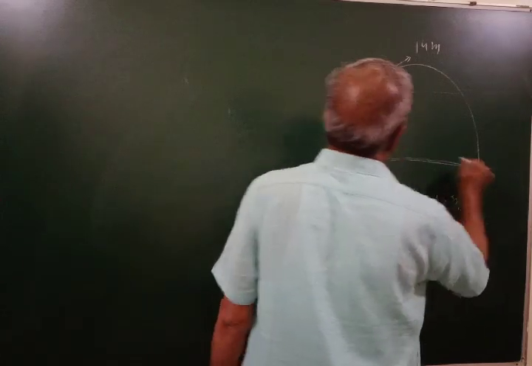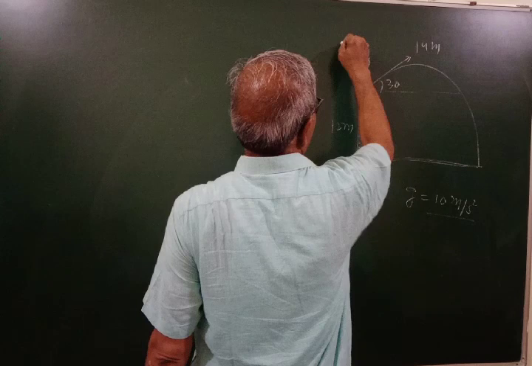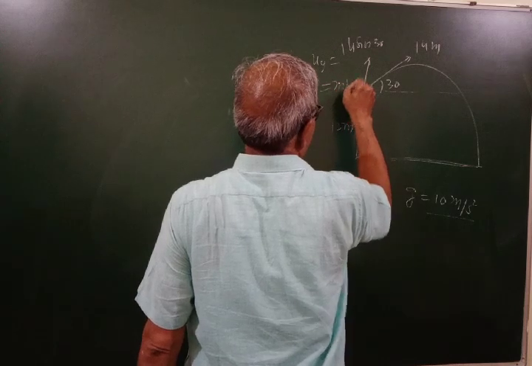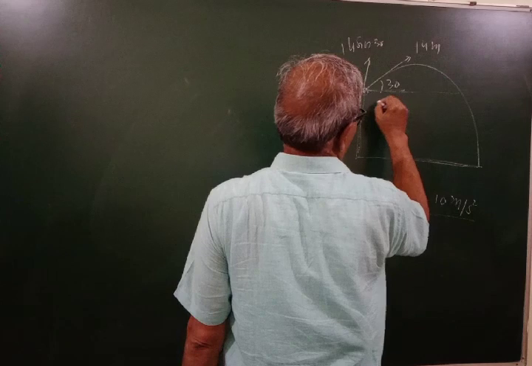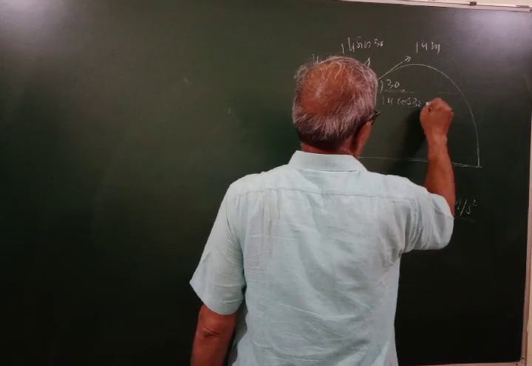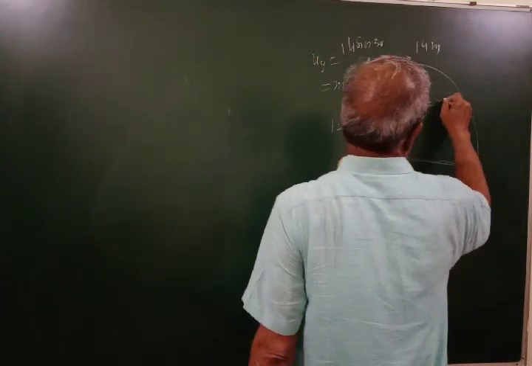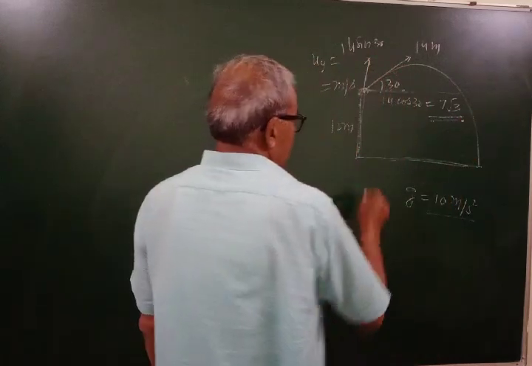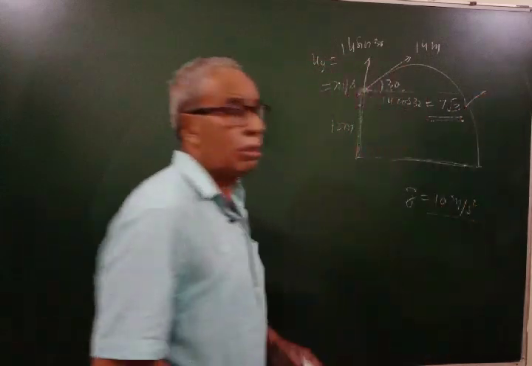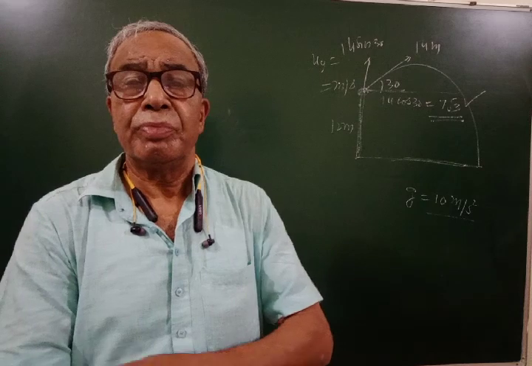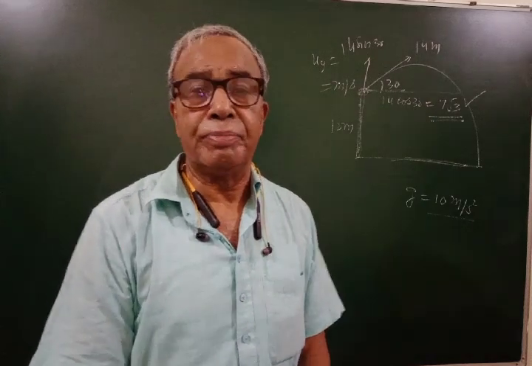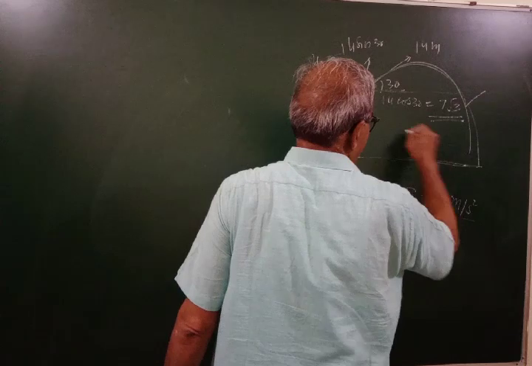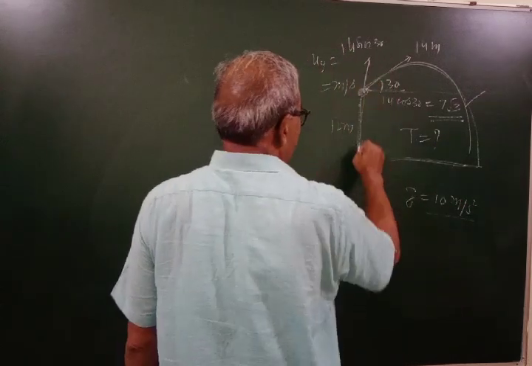How far will it go horizontally? So simply you know, 14 sin 30, the vertical component uy, means 7 meter per second, and this is 14 cos 30. Cos 30 is root 3 by 2, so 7 root 3. Horizontally the speed is this only, and it remains constant throughout. So to calculate the distance, what do you need? You need only the time of flight. Then how will you get the time of flight? In total time of flight, the vertical displacement is 12 meter.